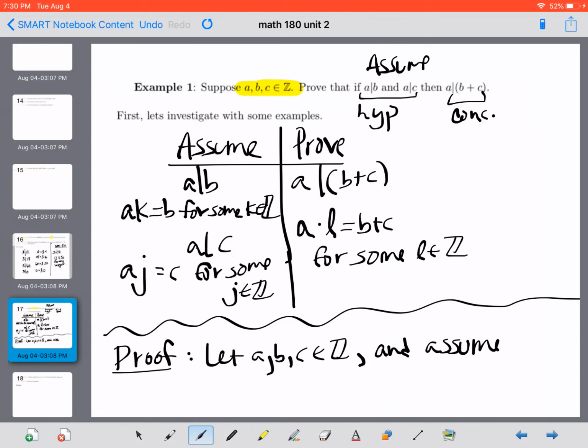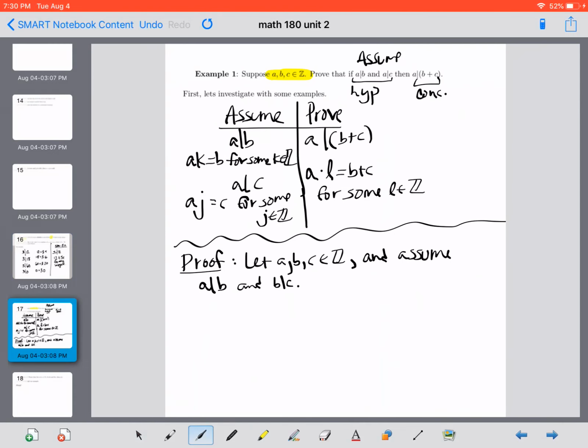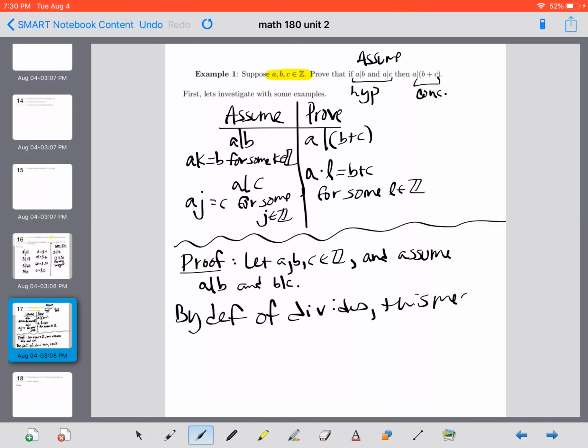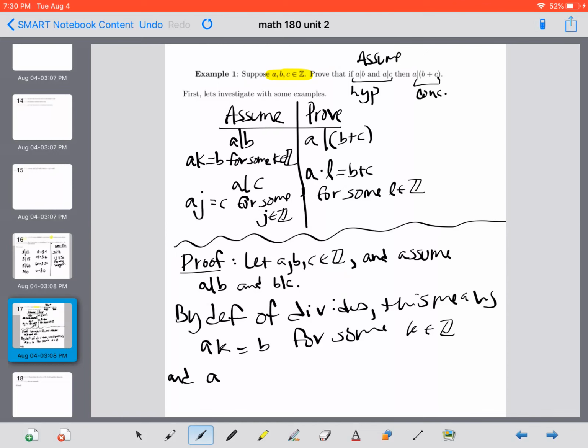In a direct proof, you assume the hypothesis and prove the conclusion. So we assume the hypothesis, which is A divides B, and B divides C. Now what does this mean? By definition of divides, this means that A times K is equal to B for some integer K, and A times J is equal to C for some integer J. Right? I just stole that right from my assume column.